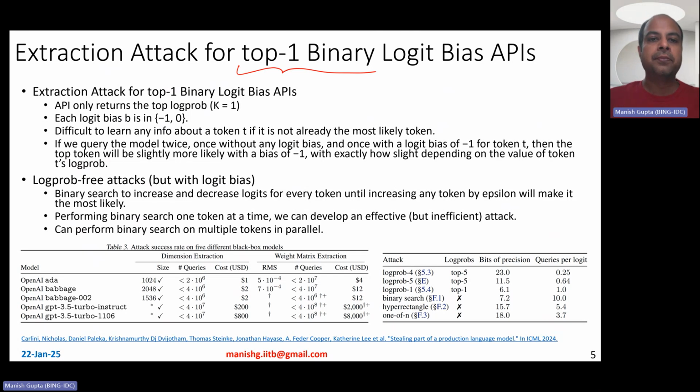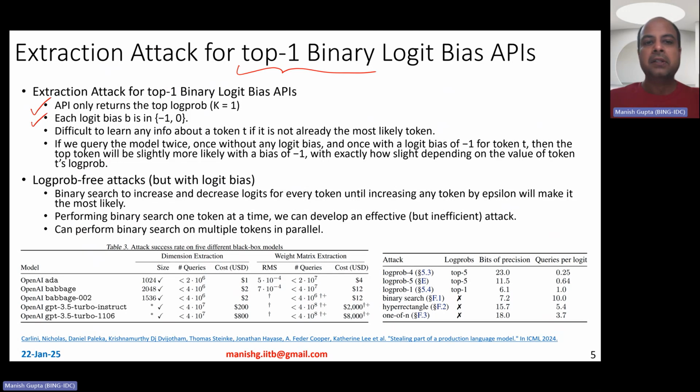Now, what happens if the API allows you to have just one top one log probability score, and that too, it allows you binary logit biases only? So the API has 2 constraints now. It doesn't give you full logits. It only gives you the top one log probability score. And second, the constraint is that each logit bias is only -1 or 0, not between -1 and 0, only -1 or 0. That's the only thing that is allowed by the API.